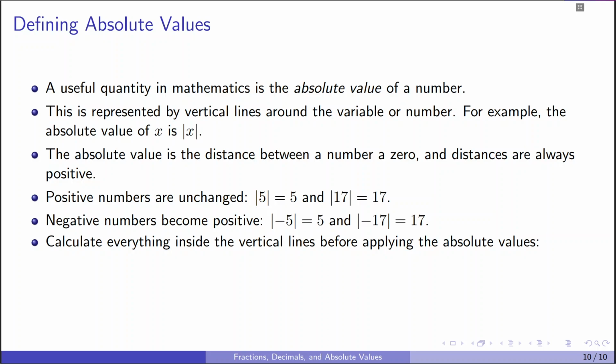Now, one guideline, we calculate everything inside the vertical lines before applying the absolute values. So if you have the absolute value of 2 minus 7, we do 2 minus 7 to get negative 5 first. Then we take the absolute value of negative 5, and our correct answer is a positive 5. It is not correct to make that 7 inside positive and end up with 9. So just a warning now. We calculate everything inside the absolute value as though there is no absolute value first. Then we apply it as our final step.